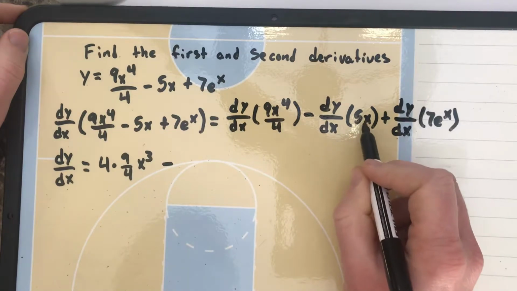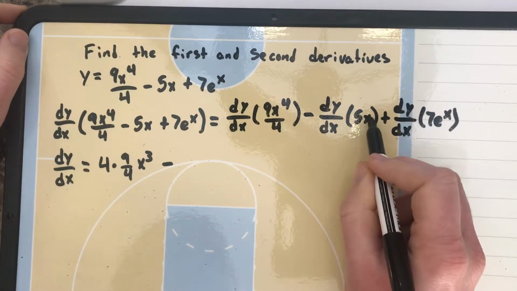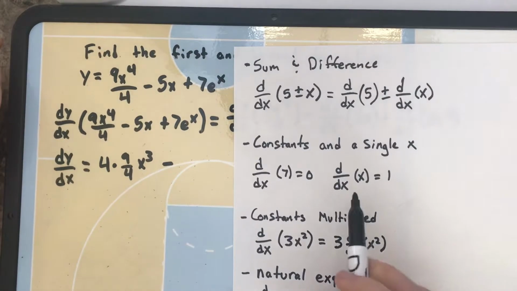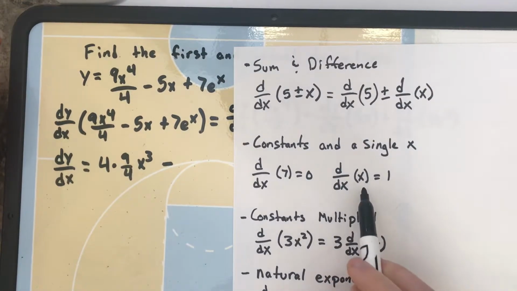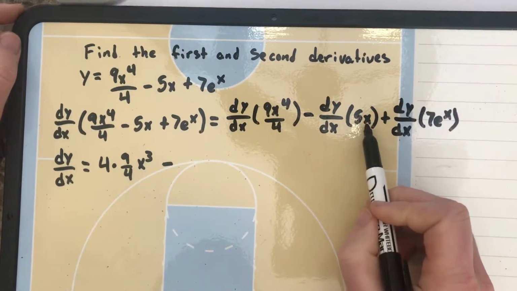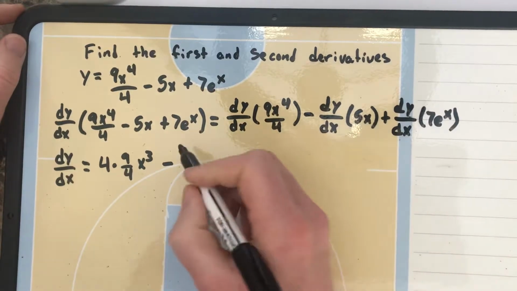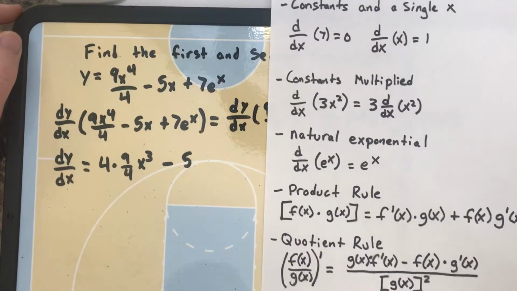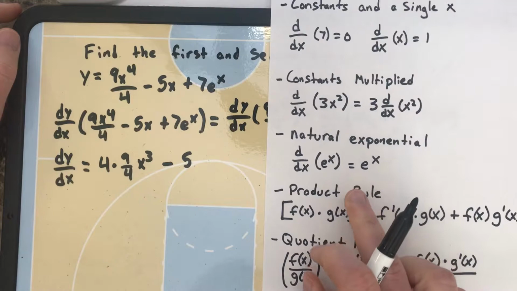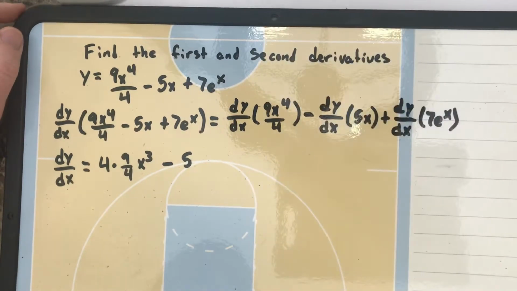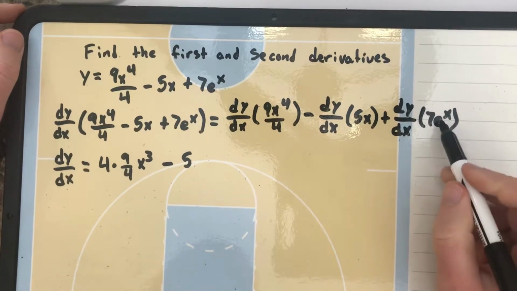Minus derivative of 5x is just going to be, remember, derivative of x. If you look at what we have right here, d of x for just x is going to be 1. So basically, when I take the derivative of 5x, I end up with just 5. And then this last part, if we look at what our exponentials are, the derivative of e to the x is just e to the x. So when we have 7e to the x, this doesn't change.